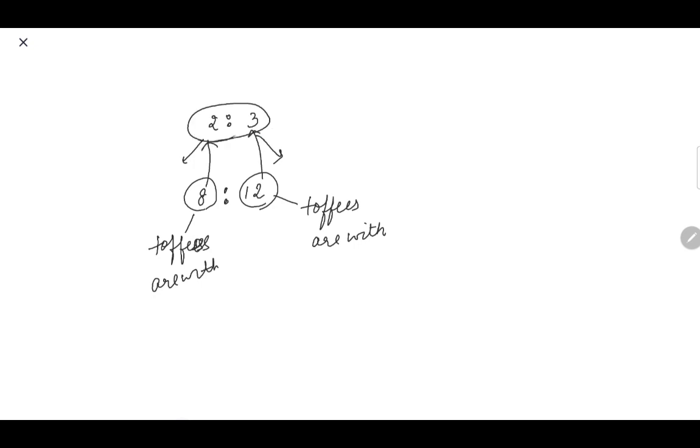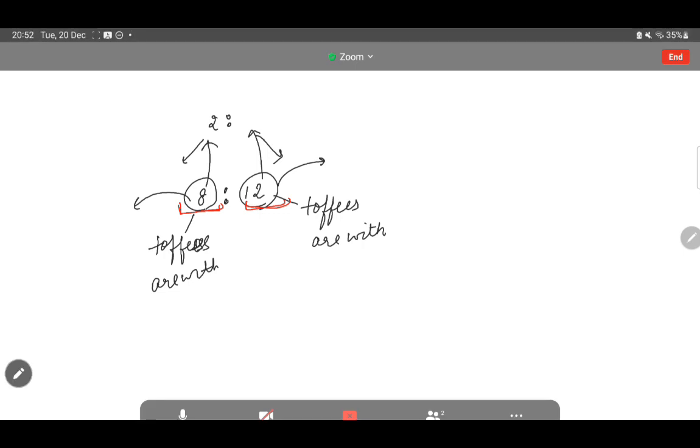So does that ratio mean that I have 2 toffees and you have 3 toffees? No, that means you have 12 toffees and I have 8 toffees. So the actual values of toffees that I have is 8 and 12. But if I take out the ratio, it would be 2 is to 3, isn't it? So you have to understand it this way. I hope you're understanding.